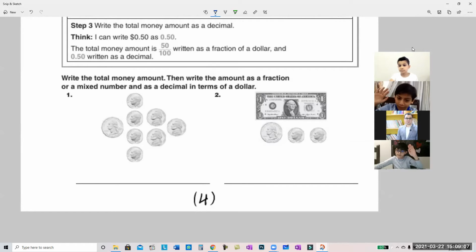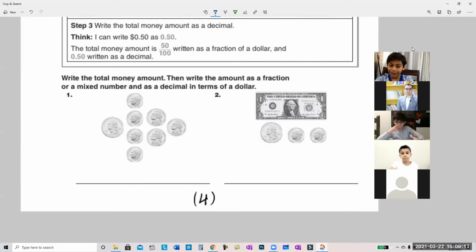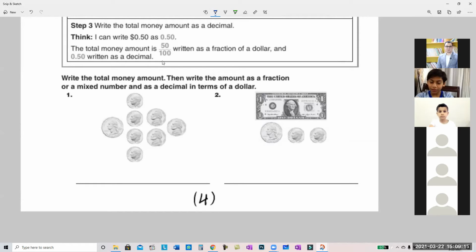Okay, I think Ali Sihati can help. Ali Sihati, are you there? Oh, yeah, I'm here. Okay, can you give me the name of this coin? It's a quarter. Yeah, so how can we write it as a part of a dollar? 0.25. Yeah, great.